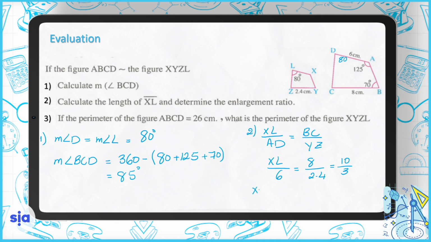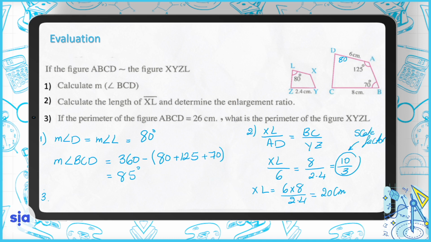So XL is 6 times 8 over 2.4. Then XL is 20 centimeters. And the enlargement ratio is 10 over 3. So this one, we call it the scale factor, or we can call it the enlargement ratio.